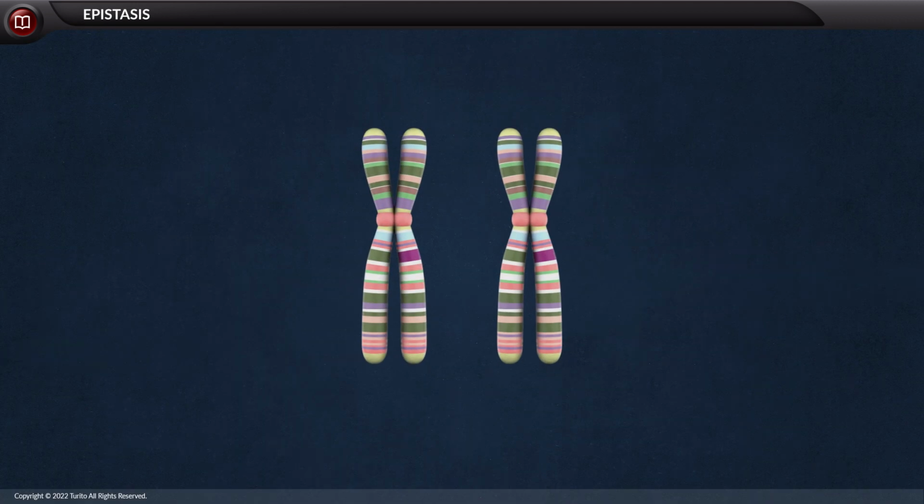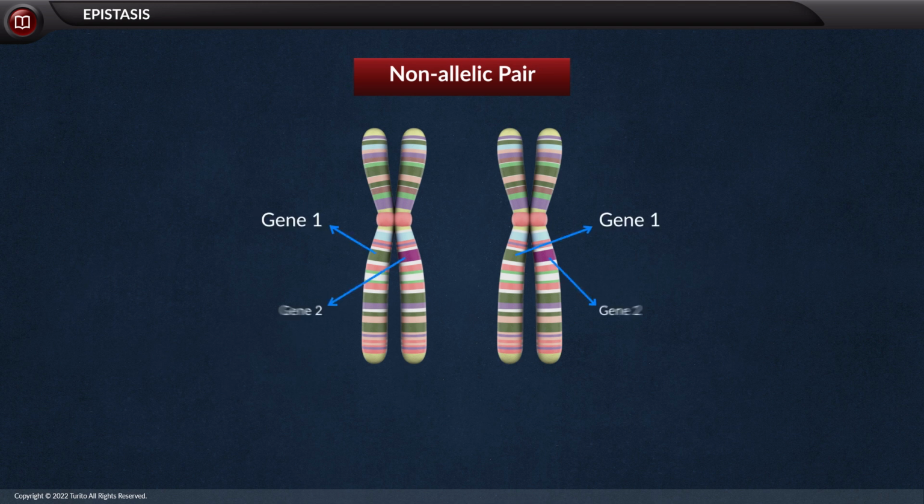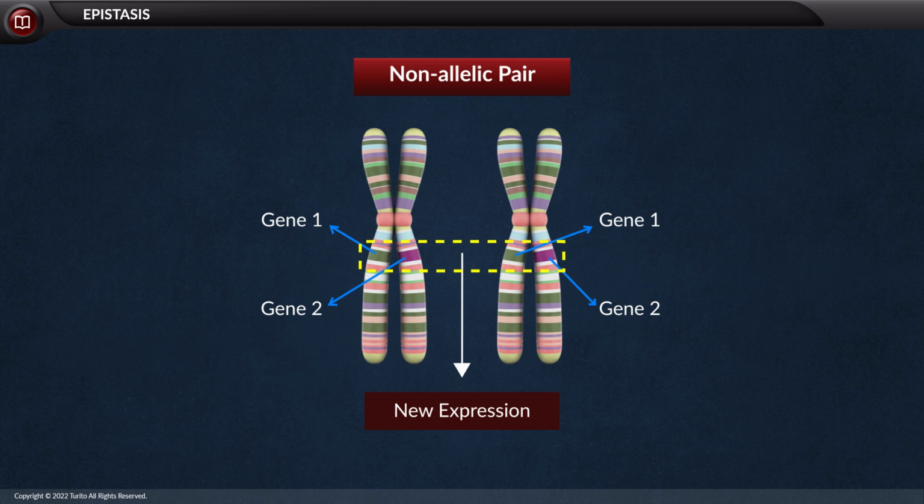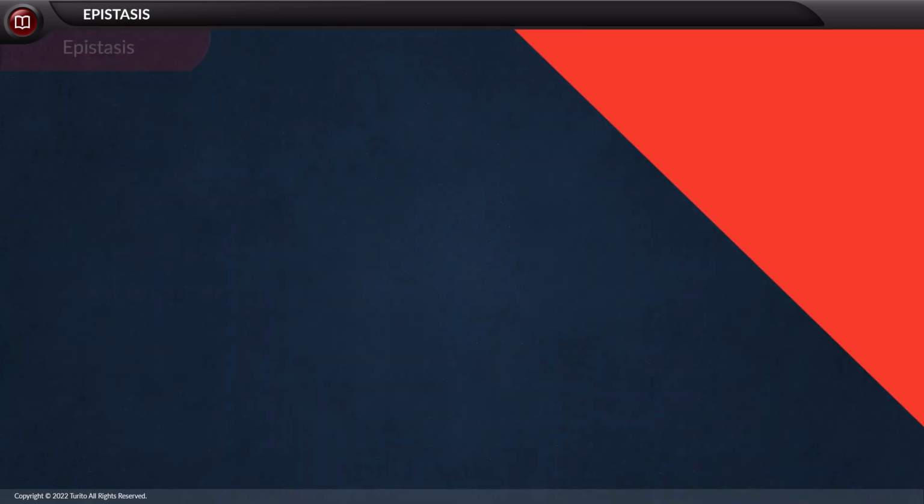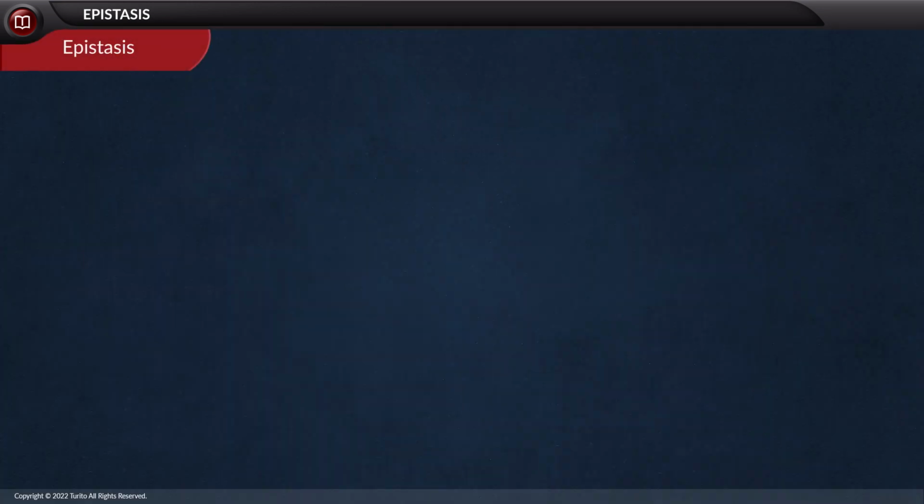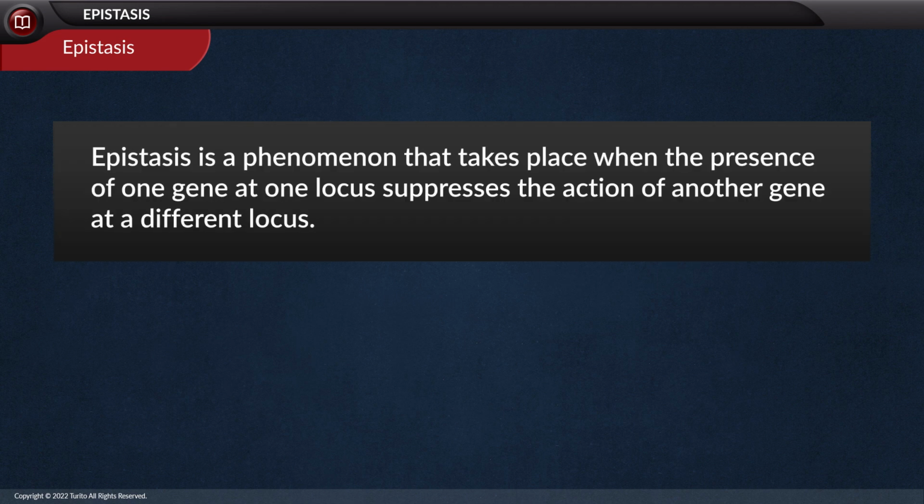This is true because we have seen that non-allelic interaction involves two or more independent genes present on the same or different chromosomes, interacting to produce a new expression. Now, let us look at one such type of non-allelic interaction, the epistasis. Epistasis is a phenomenon that takes place when the presence of one gene at one locus suppresses the action of another gene at a different locus.